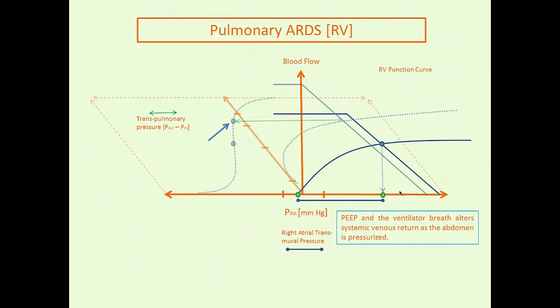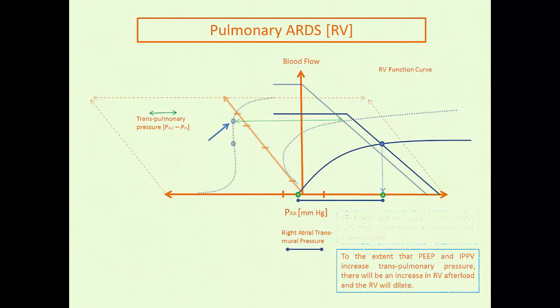But also, as we talked about, as you increase intrathoracic volume, you tend to pressurize the abdomen and shift the venous return curve somewhat rightwards. So that tends to even facilitate venous return to a greater extent and distend the right ventricle even more.